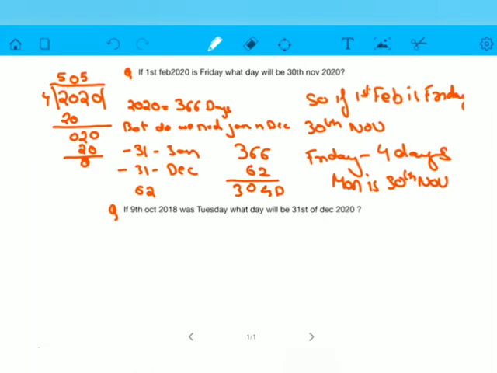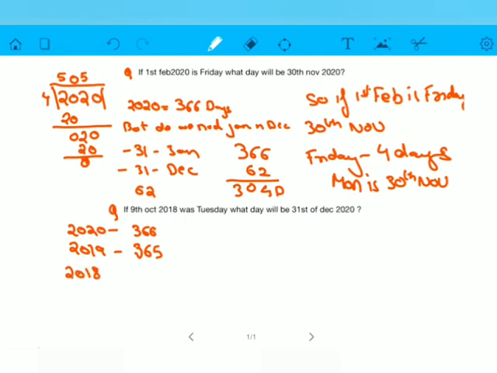Now for the other question. If 9th October 2018, which is my birthday, was Tuesday, then what day will be 31st of December 2020? Though this seems like a very hard question, it's actually very easy. Since we know that 2020 is a leap year, we just take the whole year, 366 days, and then we also take 2019, which is 365 days, because every 4 years is a leap year.